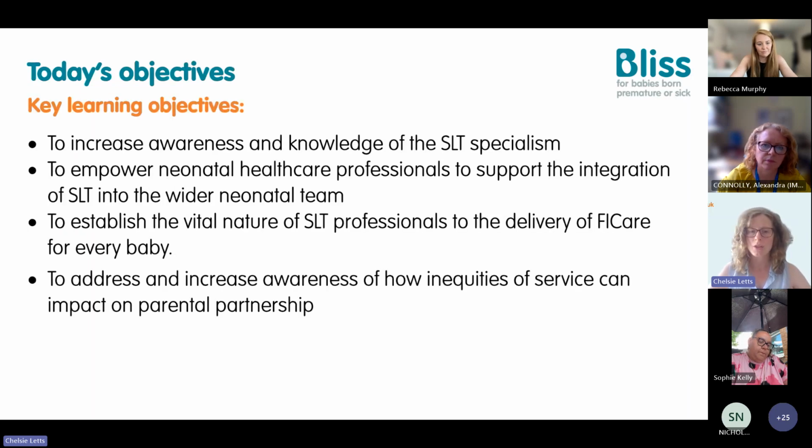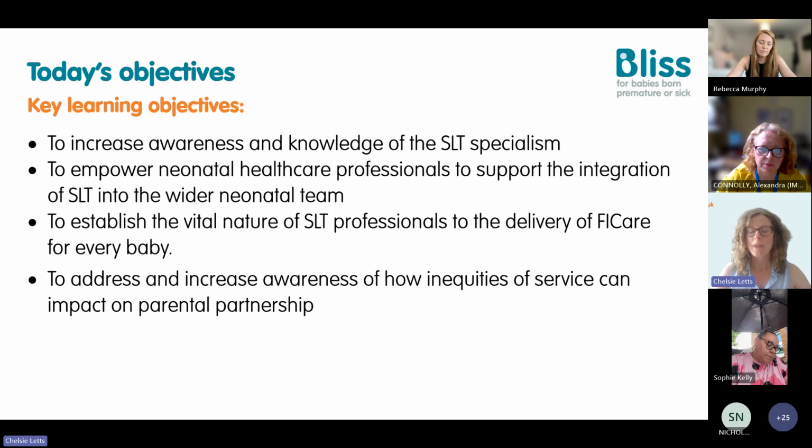So just before I pass on to Alex and Rebecca, I just wanted to say a bit more, which I've done in each of the sessions, but I think it's really important to start off thinking about why we're doing today. And I think we want to make sure that as an organisation, we're really advocating for these roles and for trying to increase awareness and knowledge of what these different specialisms look like. And obviously, speech and language therapy is our main focus for today. We want to support you as healthcare professionals to support how these roles are integrated into the wider neonatal team, and to highlight how important they are in the delivery of family integrated care for every baby, which we know is a big driver at the moment.